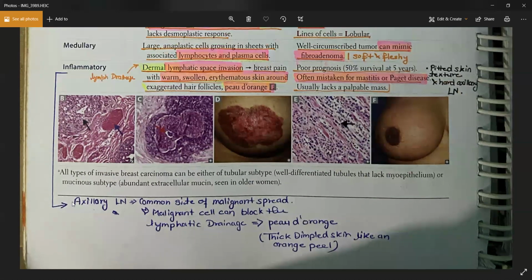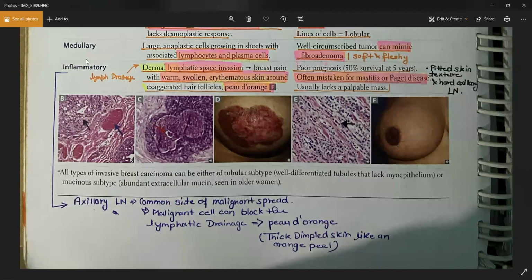Whenever you have lymph node metastasis to the axillary lymph nodes, the malignant cells can block the lymph nodes, and as a result, the patient will get a peau d'orange of the breast. The patient will have thick dimpling skin like an orange peel. They will have swelling of the breast, redness of the breast, pain in the breast, right? So that is the inflammatory invasive carcinoma.